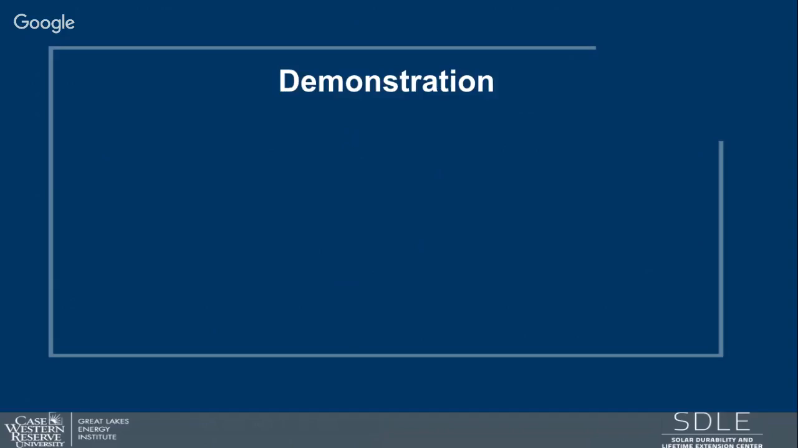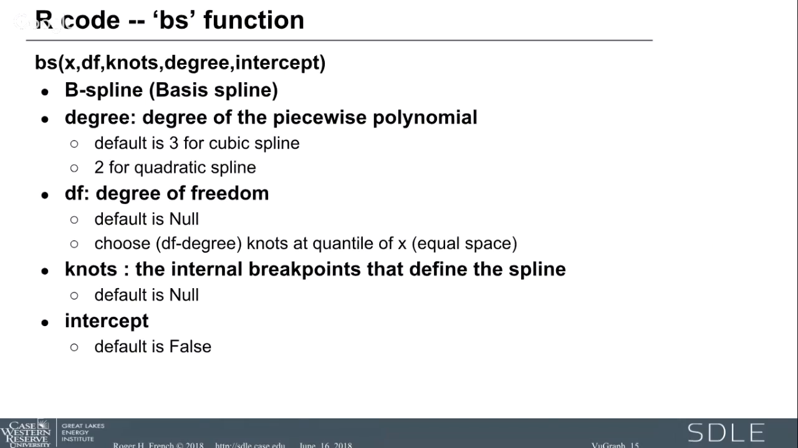And so in the next part I will demonstrate how R is called to fit these functions. The first thing we have is the bs function, which is the B-spline, basis splines, and it has several options you can define. The first is the degree. It's the degree of the piecewise polynomial. The default is 3, which is for the cubic spline. You can choose 2 for the quadratic spline, and even degree equal to 1 for the linear spline.